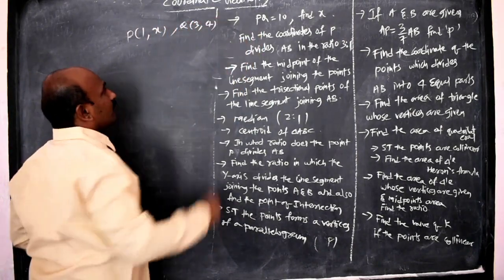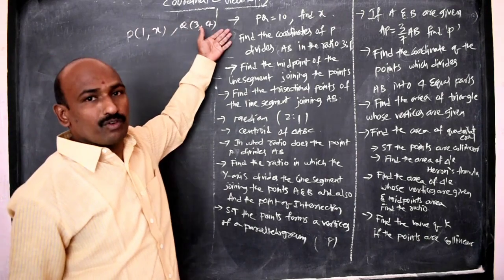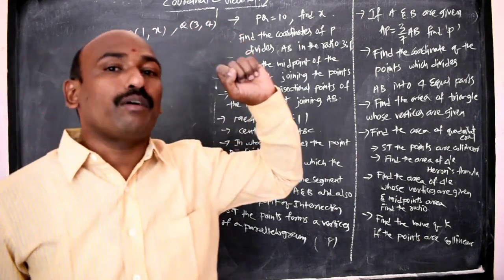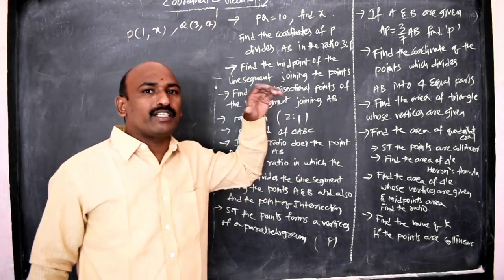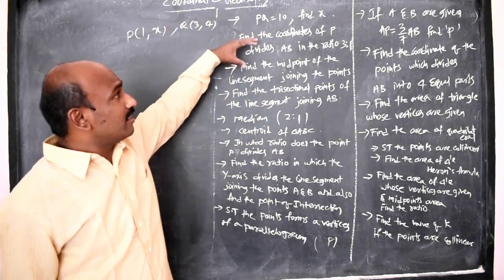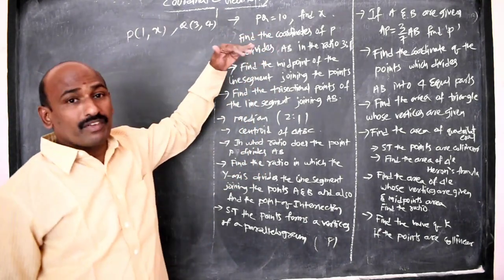Then the distance between them is 10. Find the value of x. They can ask those kinds of questions. We can use the distance formula: root of (x2 minus x1) whole square plus (y2 minus y1) whole square. By this, we have almost finished the distance concept.